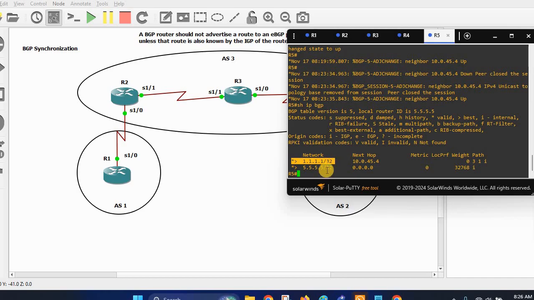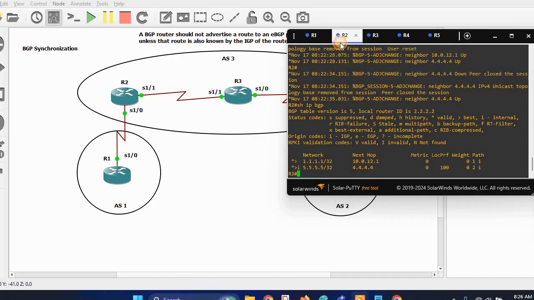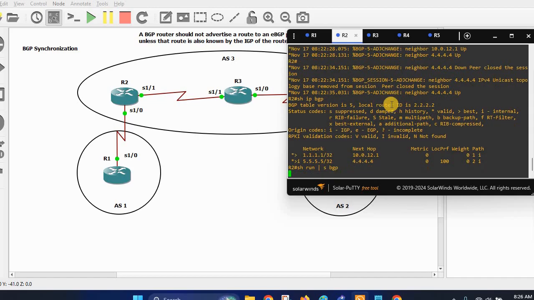Okay, because we disabled the synchronization, after that we do the other step. Now we are going to enable the synchronization. Okay, so synchronization enabled means, if you see here, so run clear session BGP.